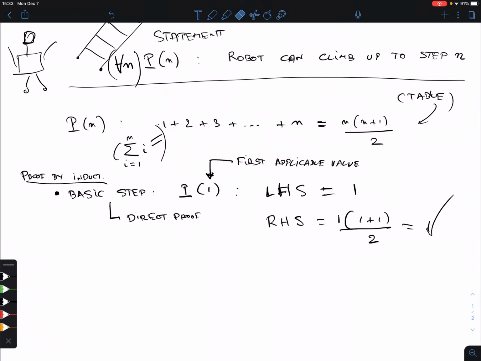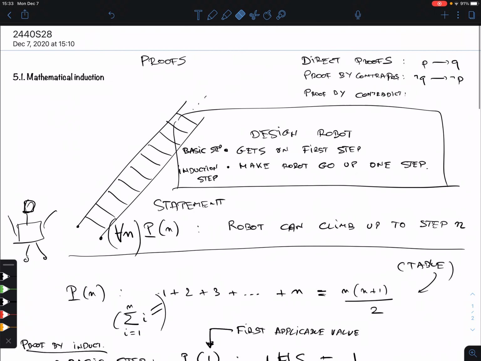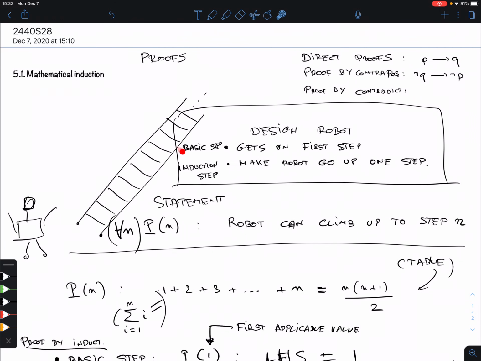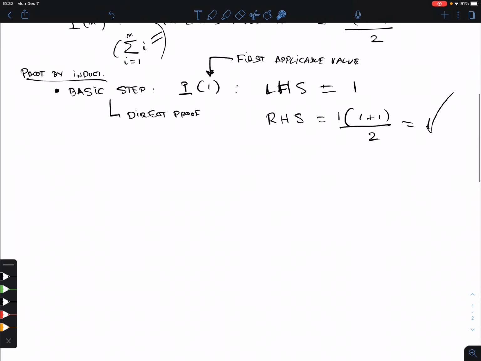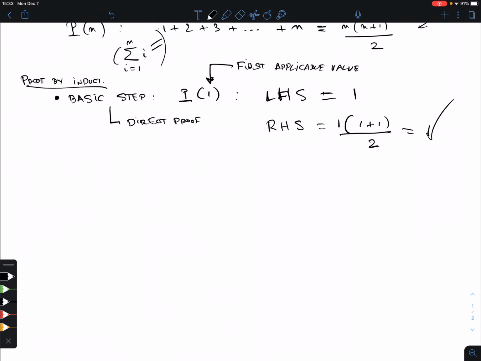Okay. But that's only the basic step. We have proven the theorem for n equals 1. Big whoopee. But that is basically telling us we are now ready to do the induction step. And so this is the induction step now. And this is the thing that people get really confused by. What is the induction step?